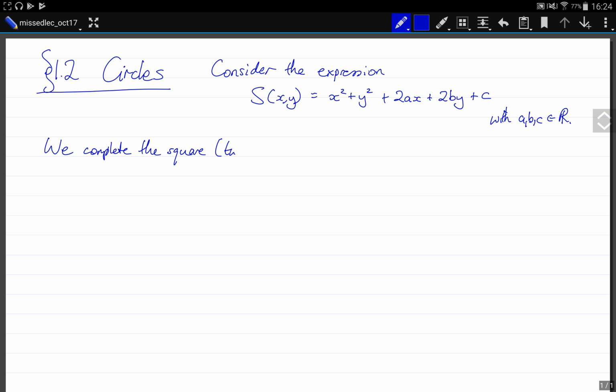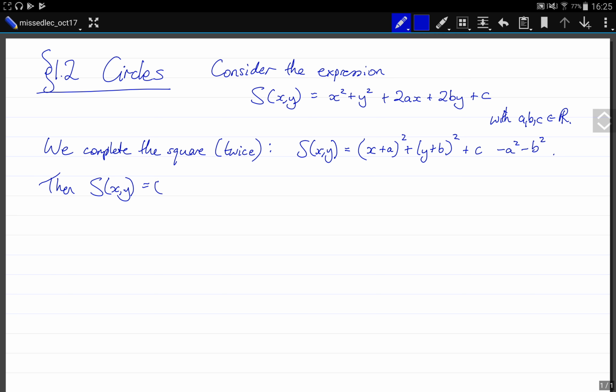We complete the square twice, once for x and once for y. So this looks like x plus a squared, and then we have to subtract an a squared, plus y plus b squared, and so from that we have to subtract a b squared, and then we add in the c. Therefore, s of xy equals 0 is the equation of a circle.